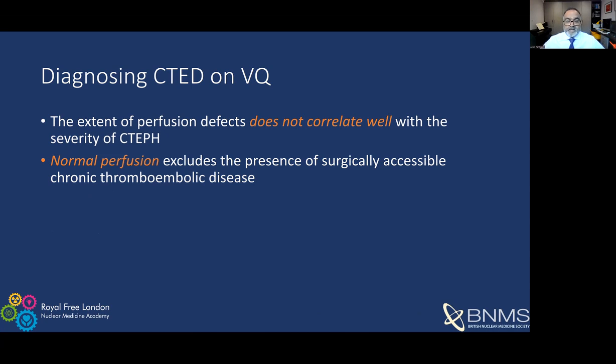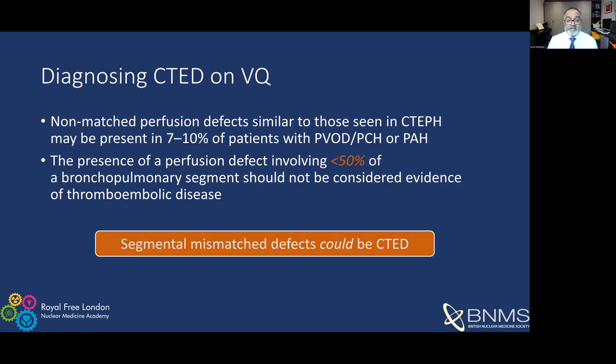But one thing that is definite and very useful to bear in mind when you're reporting is that a normal perfusion scan means this patient doesn't have chronic thromboembolic disease, or certainly doesn't have chronic thromboembolic disease that is going to be surgically accessible or surgically treatable. So that's the reason for doing the VQ scan: to identify if the patient might have surgically accessible chronic thromboembolic disease as a cause for their pulmonary hypertension, and consider that as a treatment. So if you've got a normal perfusion scan, then that's worth excluding that as a diagnosis.